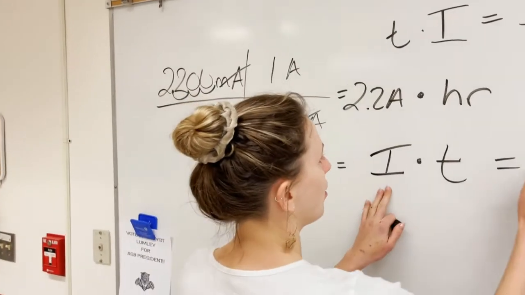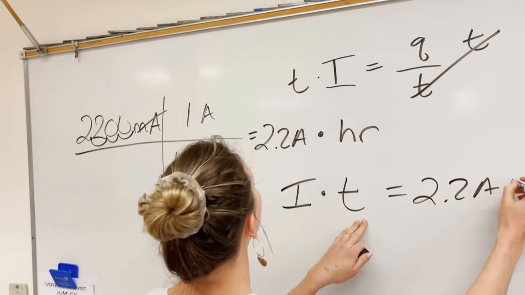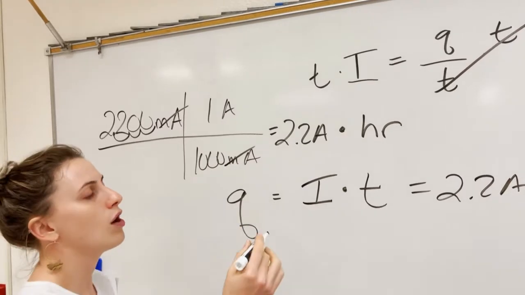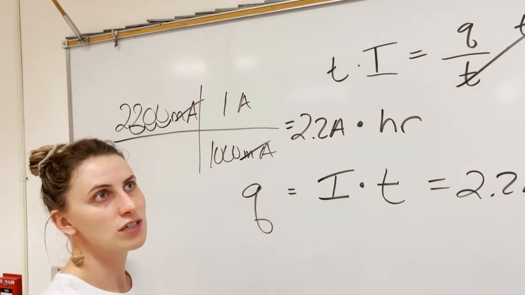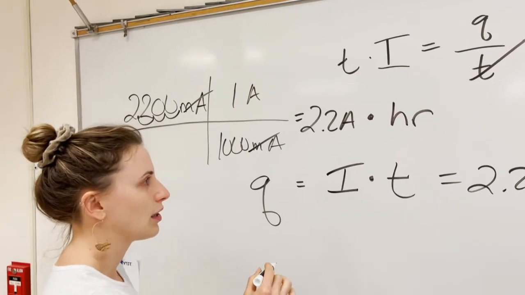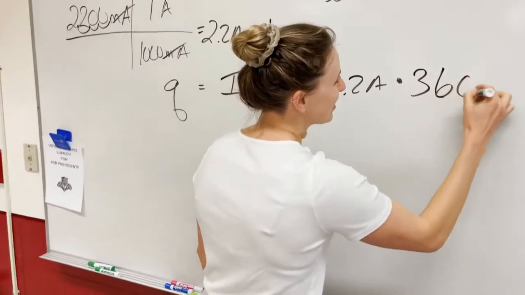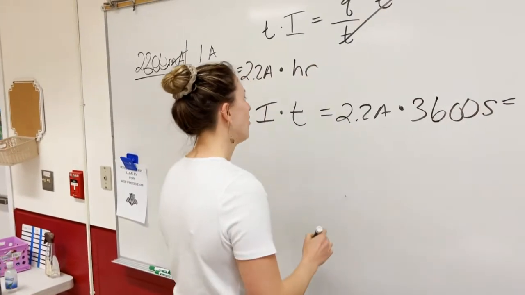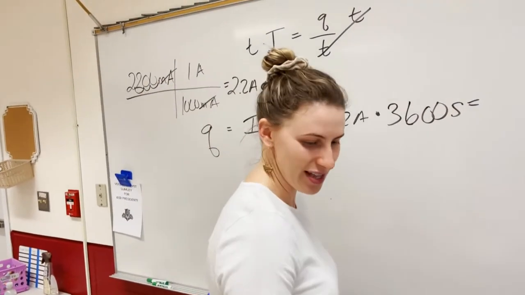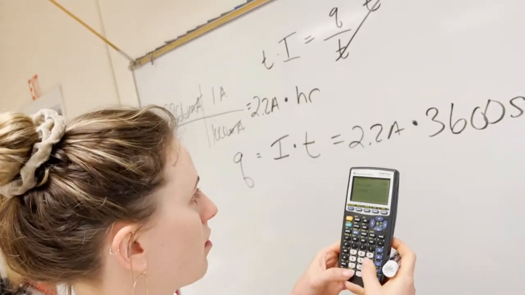Well, we have 2.2 amps, that's our current. And how many seconds are in an hour? Because we've got to have seconds. 60 times 60 is 3,600. So, 3,600 seconds. Okay, so 2.2 times that number right there. Did you guys understand how I got that seconds?